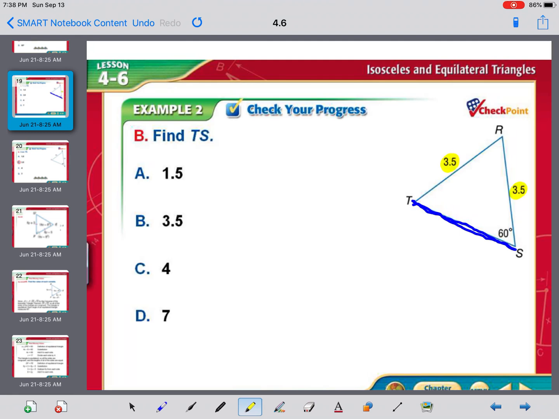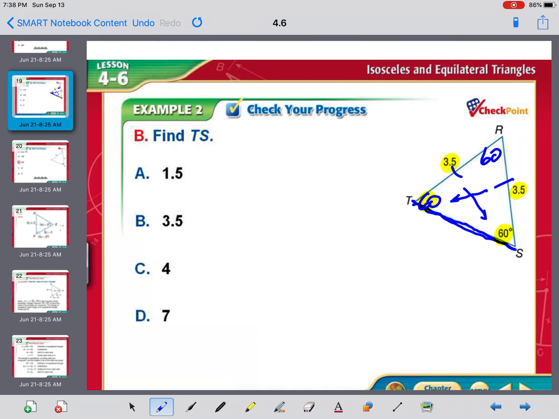Find TS. I told you this wasn't going to be difficult. So we want to know this side here, TS. Well, let me dance my dance here. So because these two are 3.5, then these two are going to be congruent.